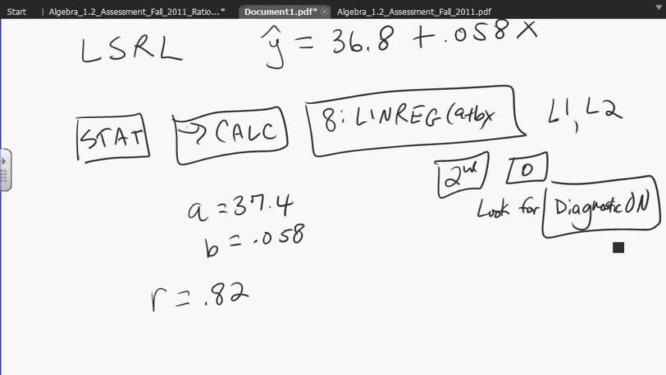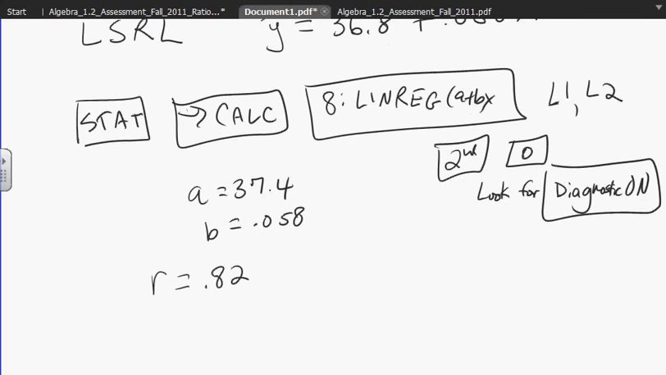So now we have everything that we just calculated. The calculator did it for us. There are other places to find it, but that's one of the ways of getting it. It just gives you the equation. So now I read the equation off my calculator: y hat equals 37.4 plus 0.058x, with a correlation of 0.82.